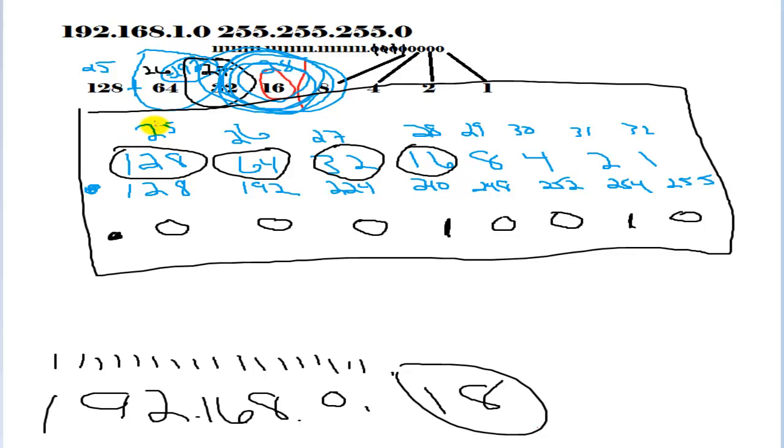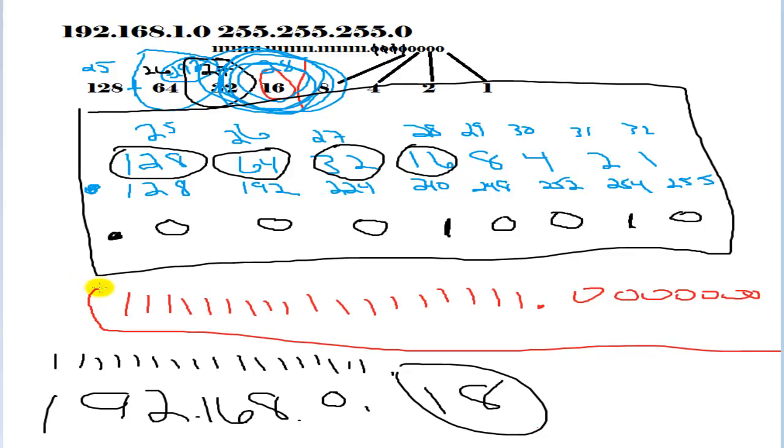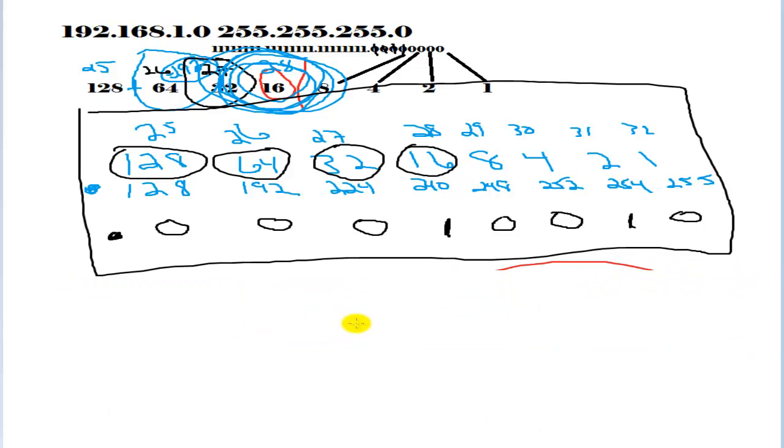So for B, a Class B network is 16 bits. So your first 16 bits, I'm not sure if I even counted, so let's just say that's 16 bits. And then the rest would be zeros until you reach 32. You can only have 32 bits.